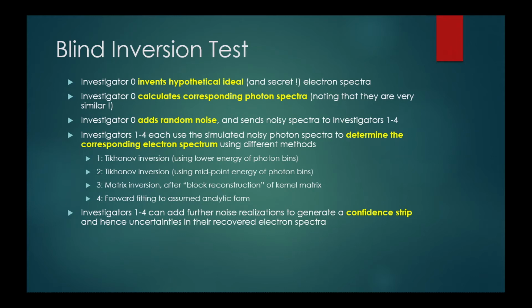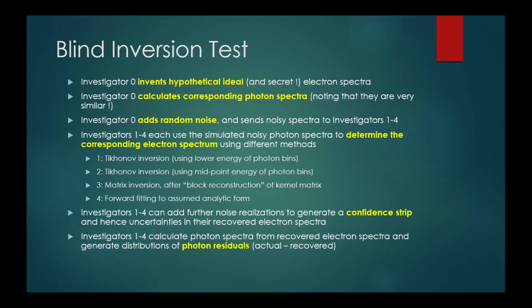Investigators 1 through 4 were free to add their own noise to the already noisy data to produce different realizations of that data. And by performing inversions on the different realizations, you get what we call a confidence strip, and that gives you some idea of the uncertainty in the results.